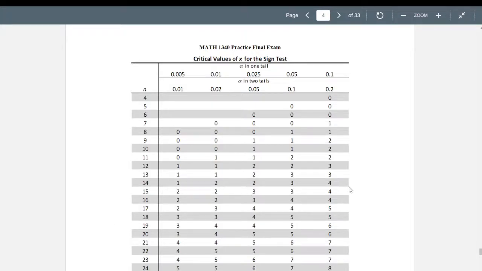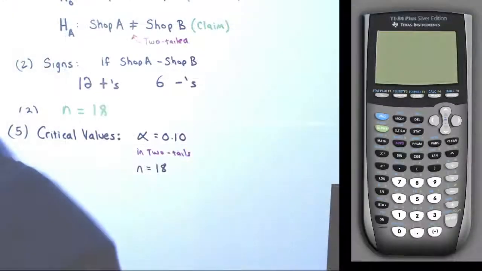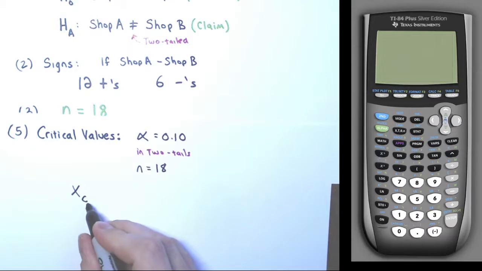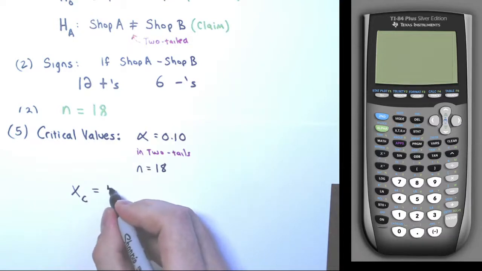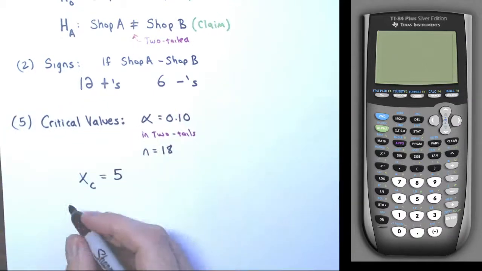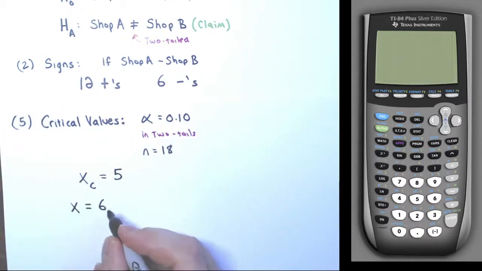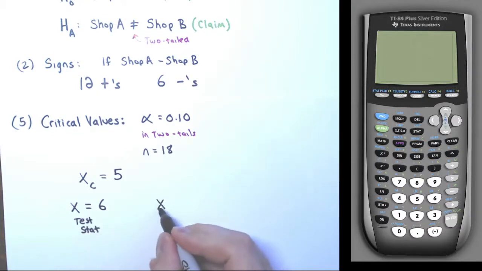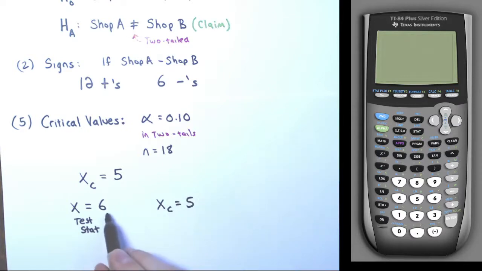So back to my page. We're seeing from the table that XC, I'll call XC the critical value, that's 5. And what was our test statistic? X was 6, right? X equals 6 was our test statistic. Our critical value was 5. Is the test statistic less than or equal to the critical value, or greater than? And it is greater than again.